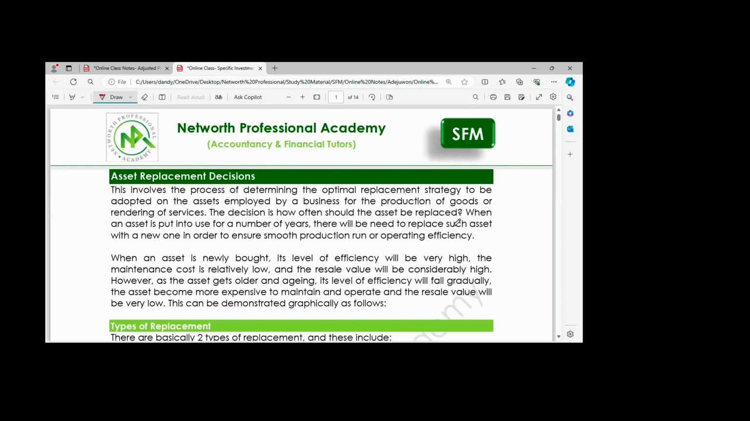So, what do you then understand by asset replacement decision?